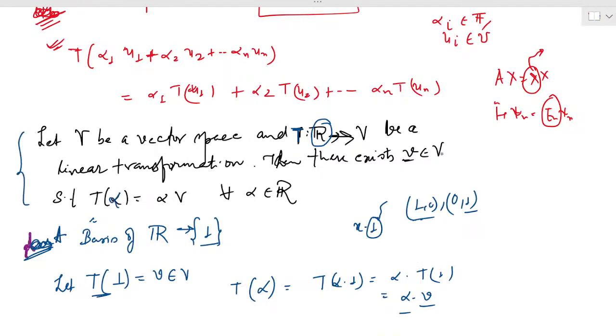Okay, so just understand, this is one of the properties. So if V is a vector space and T defined from R to V is a linear transformation, then there exists some vector V belonging to capital V such that T alpha is equal to alpha V.